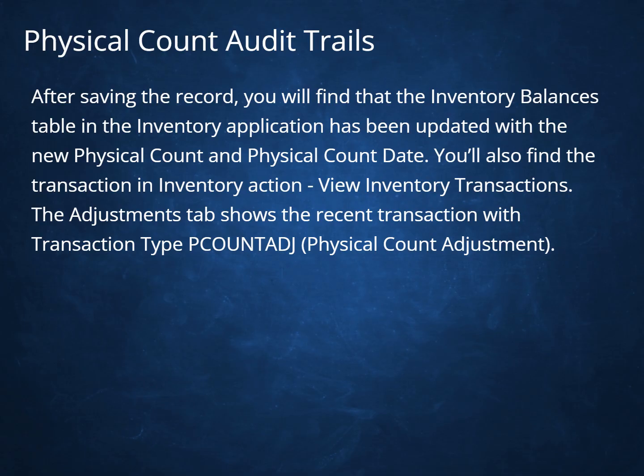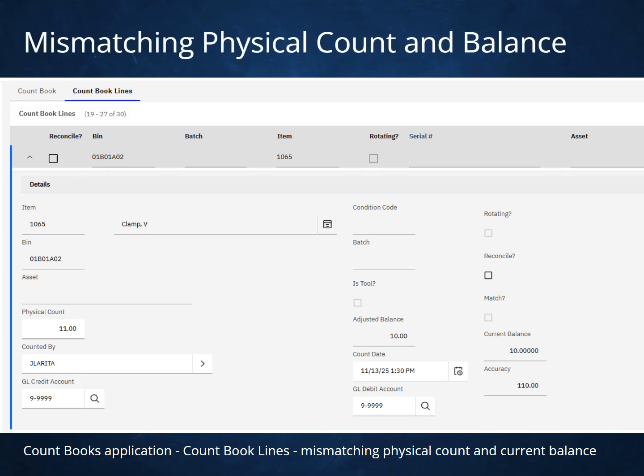View inventory transactions. The Adjustments tab shows the recent transaction with transaction type PCOUNTADJ, physical count adjustment.